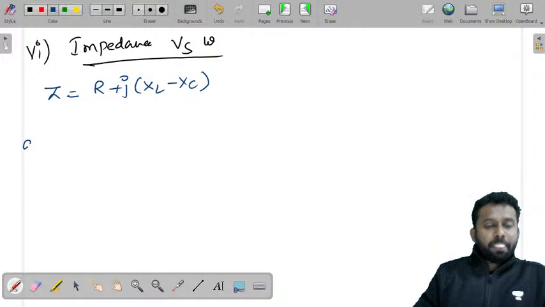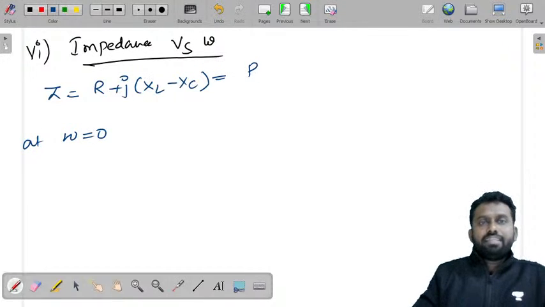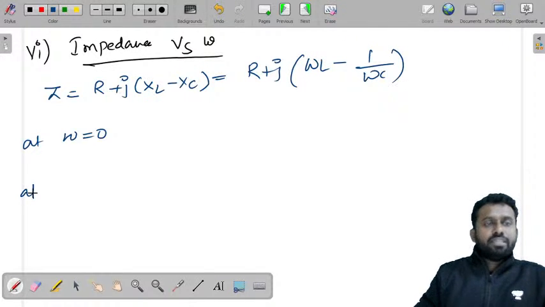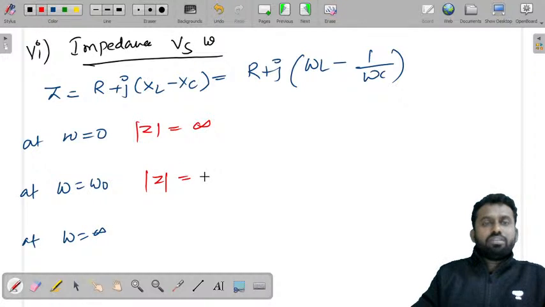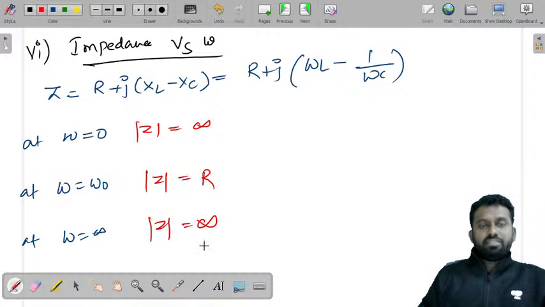Now let us say at omega equal to 0. Can I write it as R plus j into (omega L minus 1 by omega C)? Yes. Next, at omega equal to omega naught and at omega equal to infinity, what can you write as the value of mod Z? This can be infinity. Mod Z is R, and mod Z again infinity.